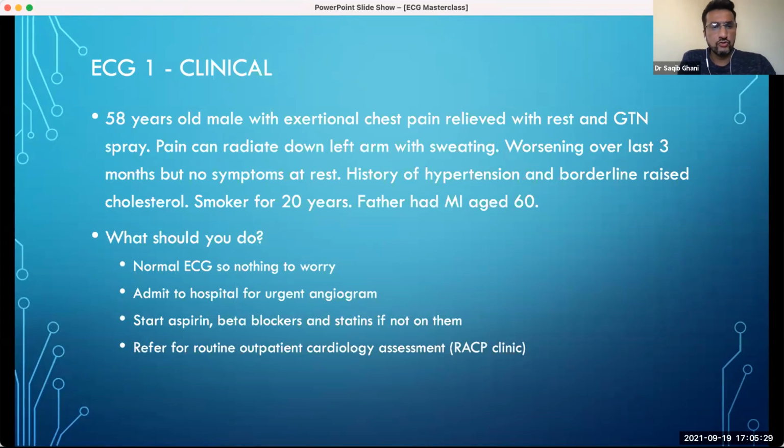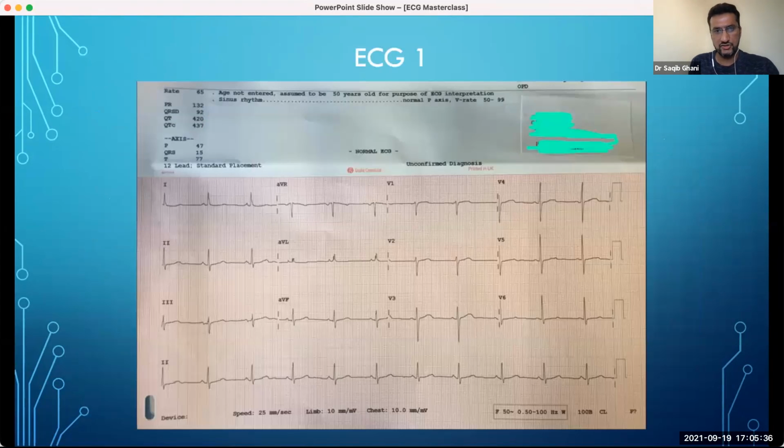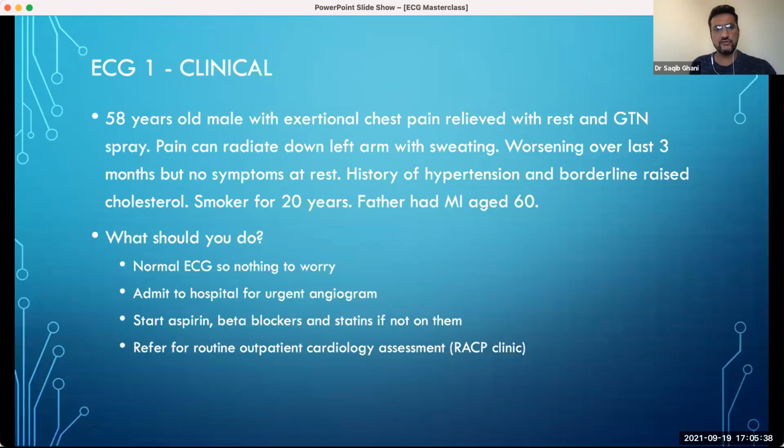What should you do? This is about ECG number 1, which I showed you just a moment ago. It's a normal ECG. This is the clinical history. I have given 4 options. Mansoor, can you launch poll number 1 for ECG number 1, basically?